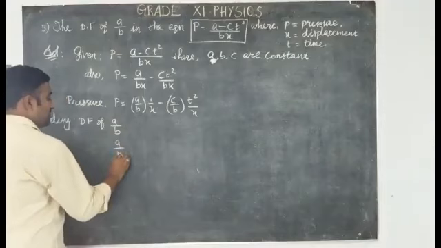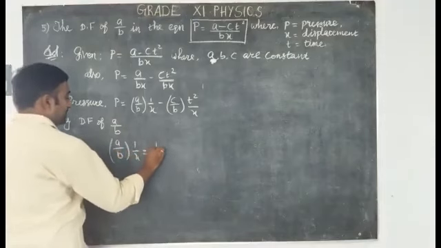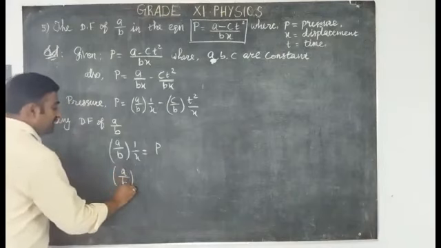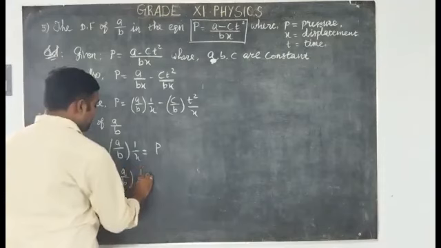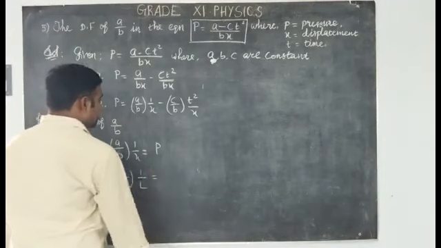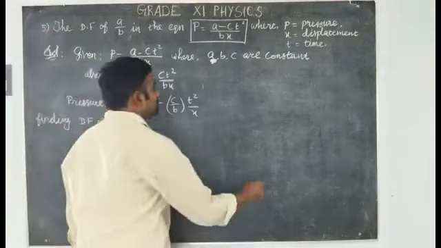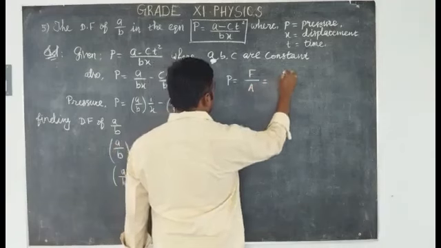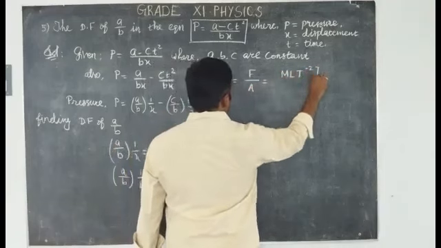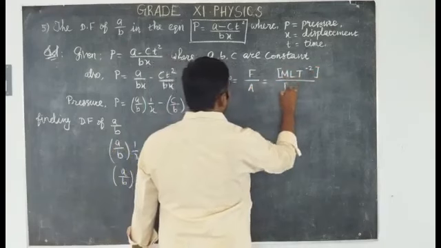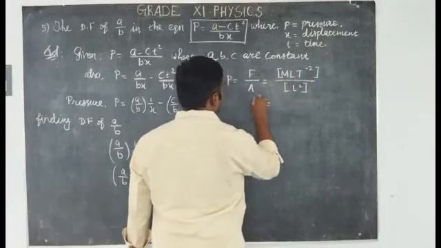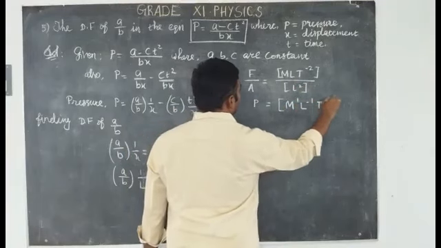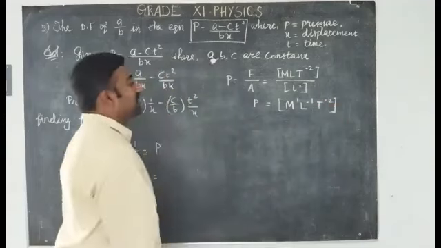So A by B into 1 by x is equal to pressure. So for pressure, what is the dimensional formula? For A by B, x is displacement, so first you substitute the displacement. It is L. And what is the dimensional formula of the pressure? Pressure is nothing but force by area, force acting over unit area. For force, it is mass into acceleration, so M L T power minus 2. And for area, it is meter square, L square. Therefore, the dimensional formula of the pressure is M power 1, L power minus 1, T power minus 2.